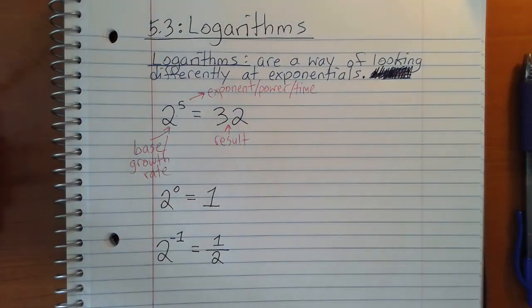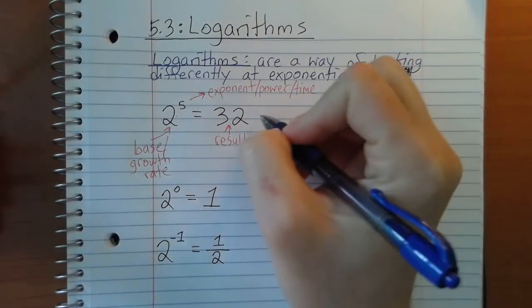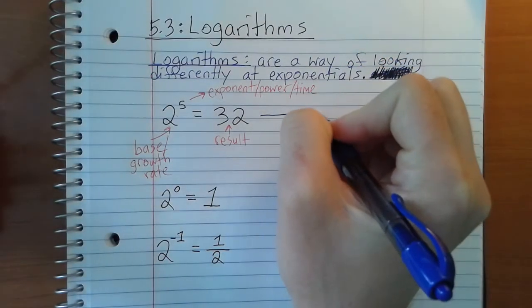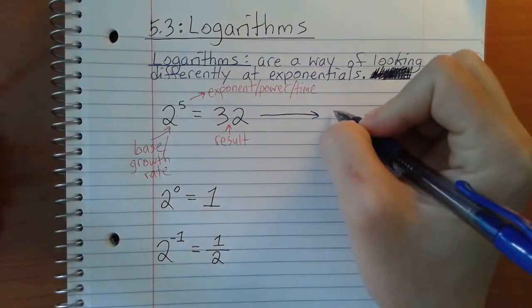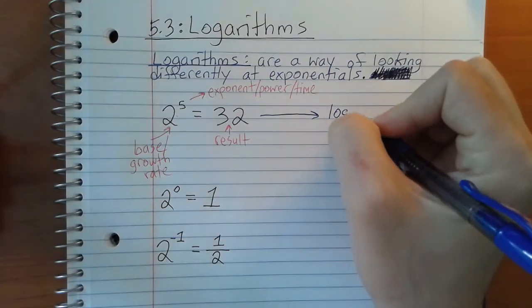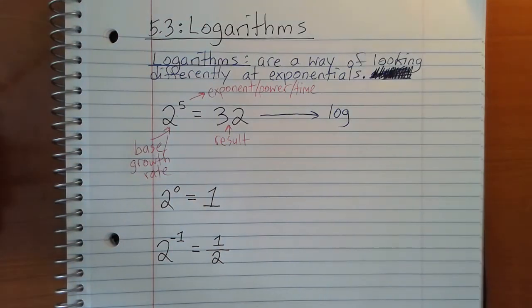Okay, now that we have all these exponential equations written out and we can follow what's happened here, pretty familiar, we're going to change these into logarithms and talk about what each part of that logarithm means. So we'll draw an arrow here. If I were to write out this, I would write it as log. We write log instead of logarithm because it's shorter.